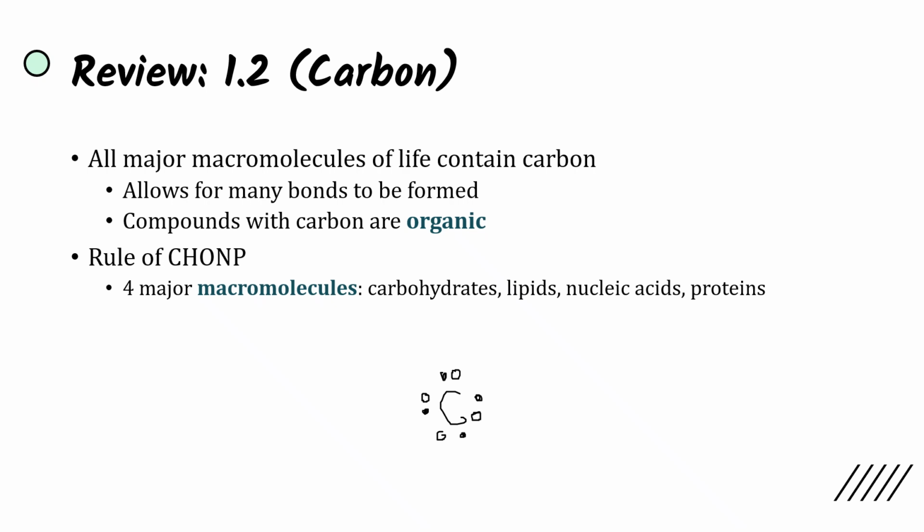Now, there's a rule of CHOMP, which basically shows us what the different macromolecules are made out of. So the 4 major macromolecules are carbohydrates, lipids, nucleic acids, and proteins, and you can tell what elements each one is made out of using the rule of CHOMP. So carbohydrates are made out of CHO, and so are lipids. Nucleic acids are made out of CHONP, and proteins are made out of CHON.